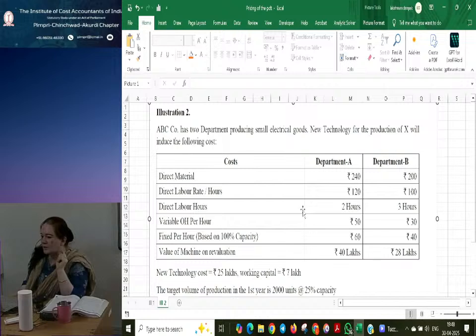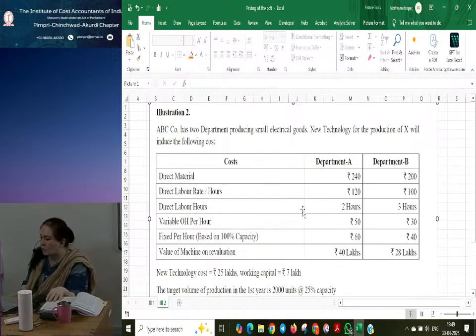Looking at direct labor, the rate per hour is 120 and 100. And how many direct labor hours are consumed in department A and B? 2 and 3 hours respectively. So for department A, it is 120 into 2, 240 rupees per unit of electrical good that you need to produce. It will be 240 and over here it is 300. So both put together it is 540 rupees. That will come as direct labor cost.